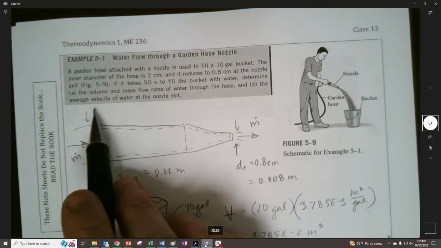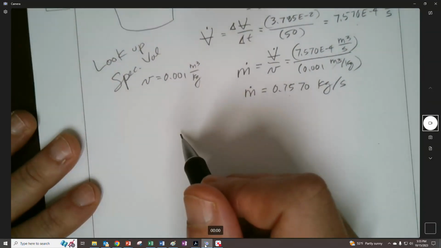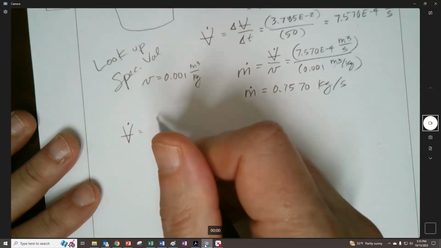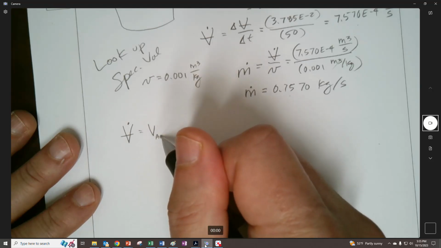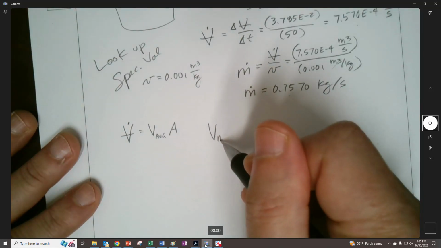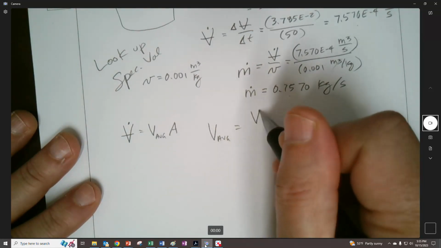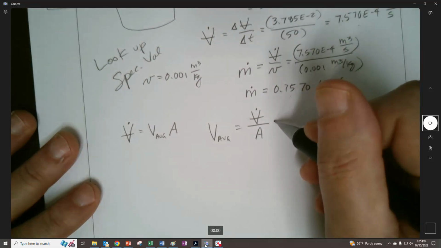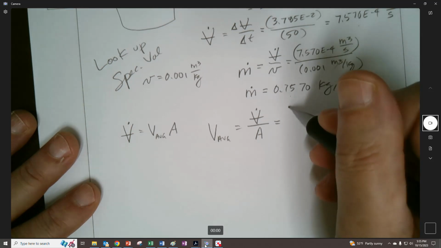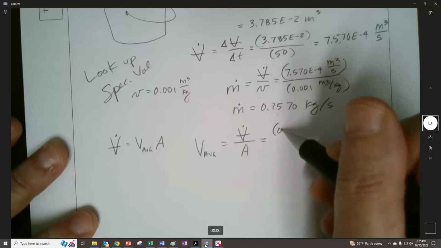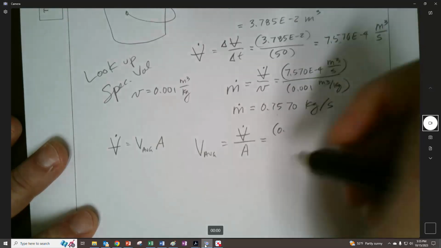Now we want to get the average velocity at the end of this thing. Go back to how you find a flow rate: you take the average velocity and multiply by the area. Now we want the average velocity, so we take the flow rate and divide it by the area. I didn't bother calculating the area. I just put the calculation right in there. Here's our volumetric flow rate.